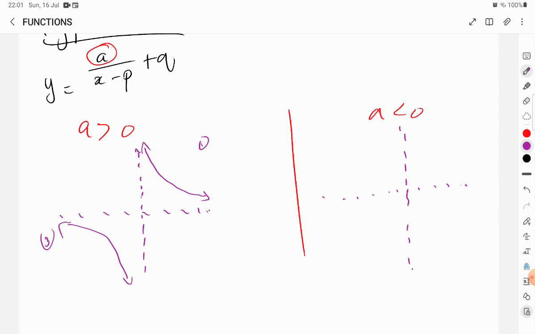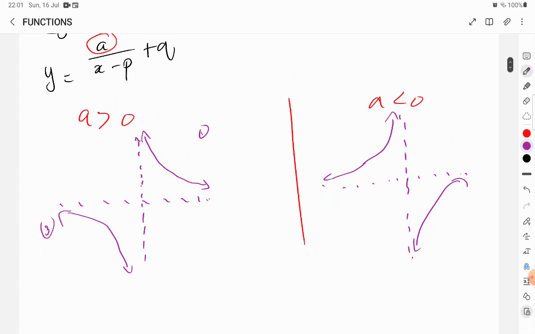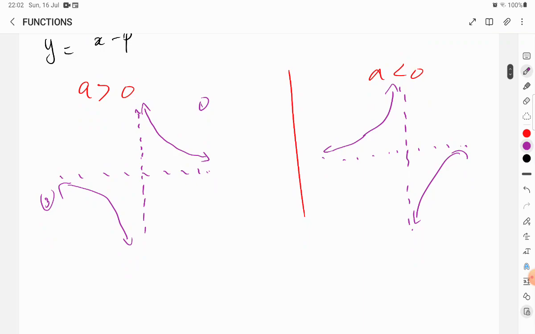So the opposite happens when a is negative. It will be just something like this: quadrant two and four, in terms of your asymptotes. But yeah, that is just the general outlook. You'd expect your graph to behave like this when a is positive and like that when a is negative.